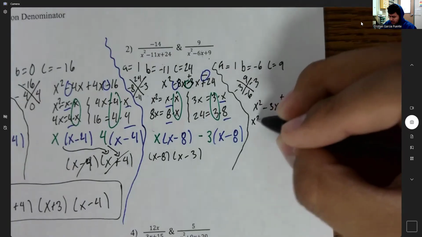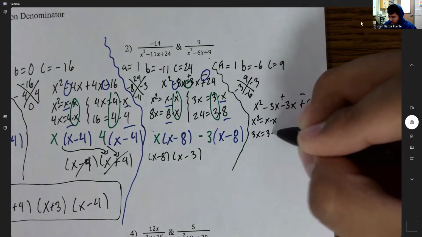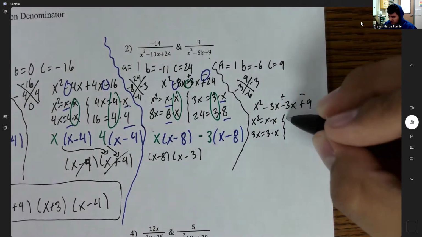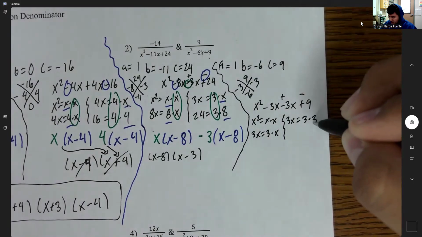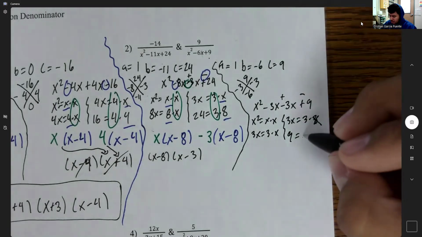So in x squared, how many x's are there? There's 2. So x times x. 3x is just 3 times your x. And then again, 3x is just 3 times your x. And now 9. Can you rewrite 9 as 3 times something? Yes, 3 times 3.